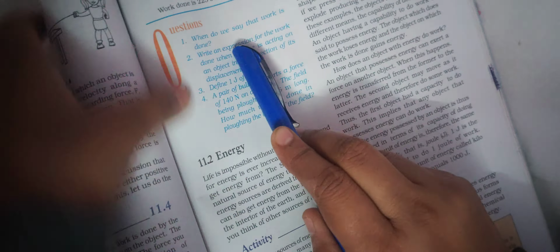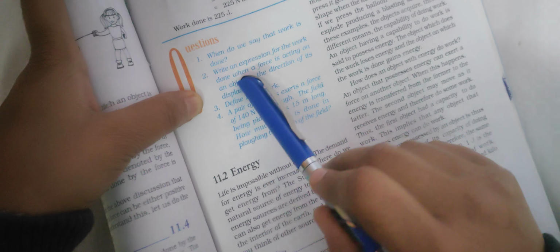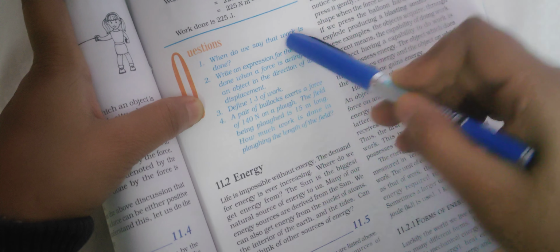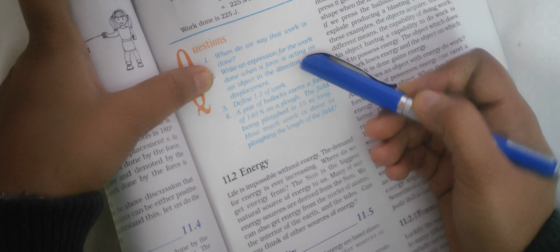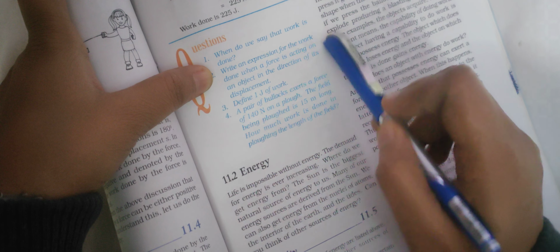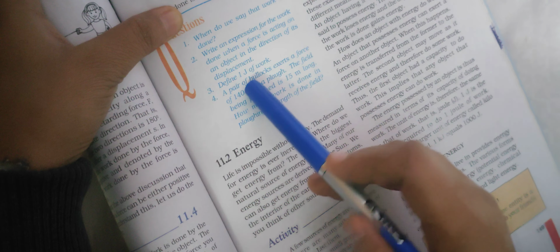When do you say that work is done? If force F and displacement S are there, in the work formula F into S, then work is done. Now write an expression for work done when force is acting in the direction of displacement. W is equal to F into S. That is the formula. Now define 1 joule of work.